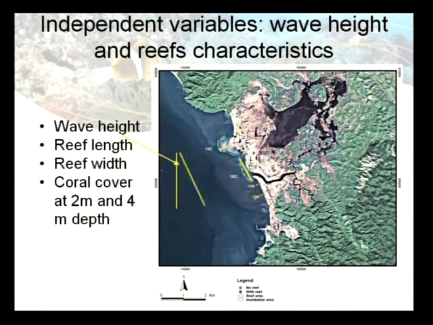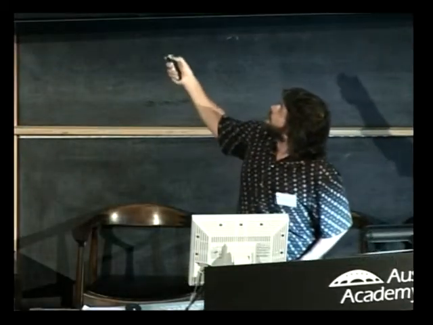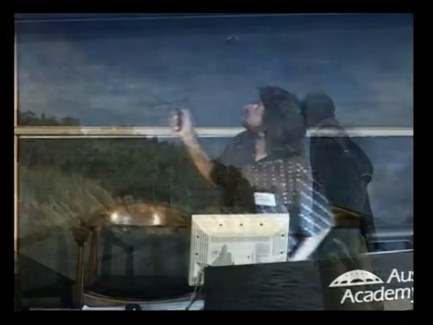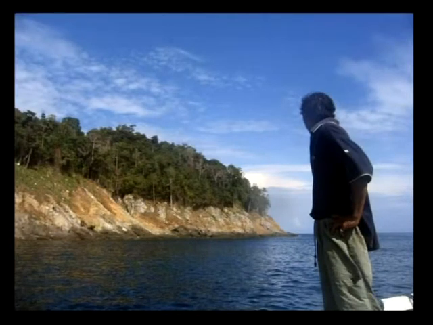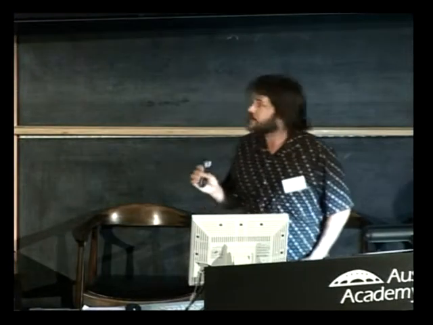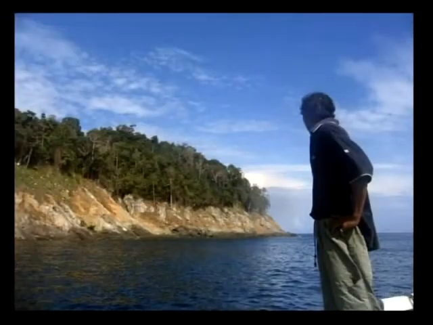So we got a whole heap of variables that we could get from the satellite image: reef length, reef width, wave height at the coast. And again, the variable that my qualitative observations had led me to think would be the most important variable in explaining inundation distance, and that was topography. Now, this is the scar that the tsunami created. This is on the northern tip of Aceh. It's probably about 20 to 30 metres above sea level here. And wherever we went, we were confronted by this scar.